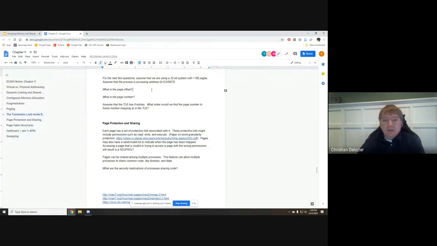So if you can split up into groups, we want to figure out for a 32-bit system with 1 kilobyte pages, we're accessing the address 0x12345678. We want to know what's the page offset, what is the page number for that address, and if we have an 8-entry TLB, what is the index that we are using to get that page number. Okay, let's go ahead and take 3 minutes to work on that. I will try and check on you as you're working.